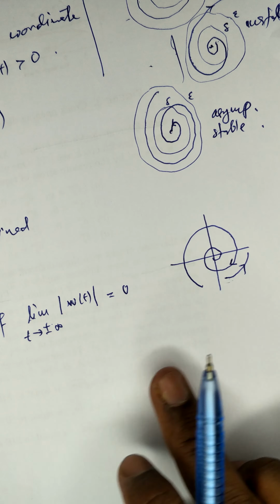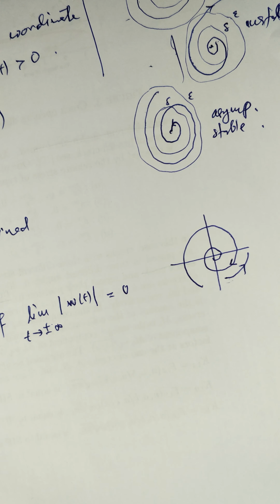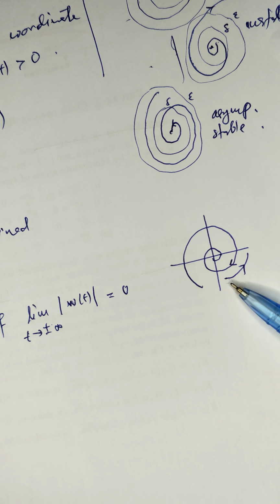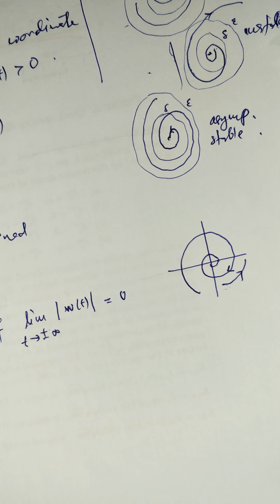If the trajectories are moving towards the critical point, we call it stable, and if they approach the critical point (0, 0), then we call it asymptotically stable. If the direction is away from the critical point, then we call that unstable. So for the spiral case, it's clear.